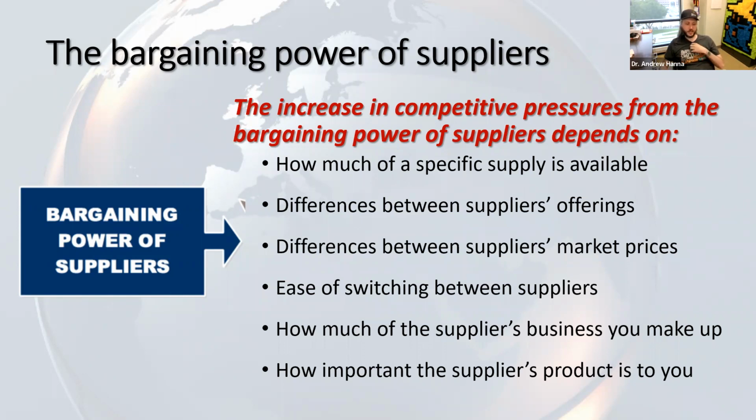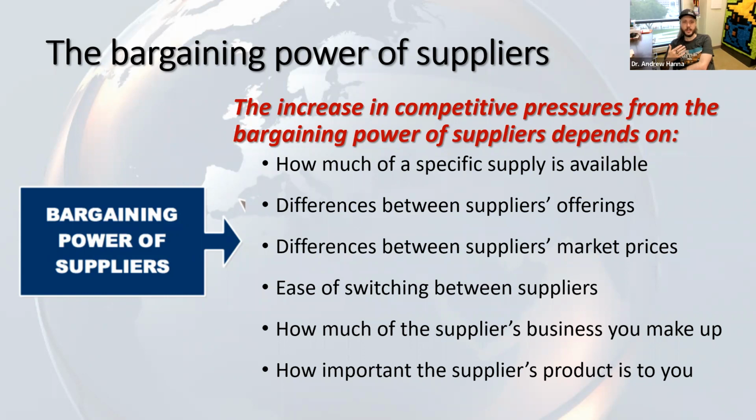We need access to certain things in order to produce our product or service and get the things done that we need to provide value to our customers. So we rely on other businesses for those things often. How much bargaining power do those suppliers have over us, right?